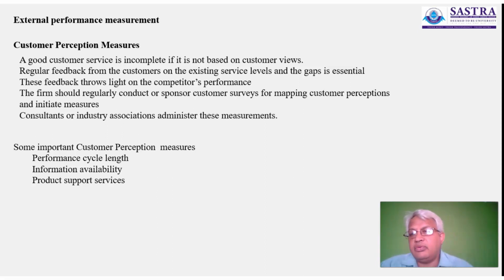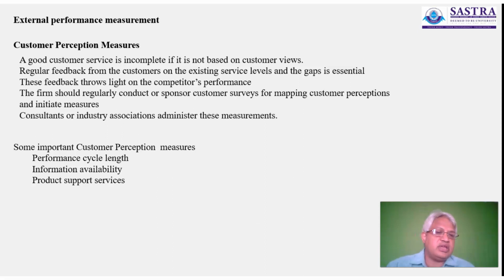Now we will start looking into the external performance measure, which is in front of you, and among them there are two different measures considered. One is customer perception measures. A customer perception measure is viewed as what the customer really believes has happened when he has booked for the product or placed an order. A good customer service is incomplete if it doesn't consider customer views.